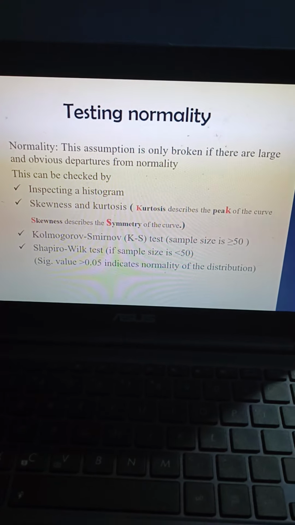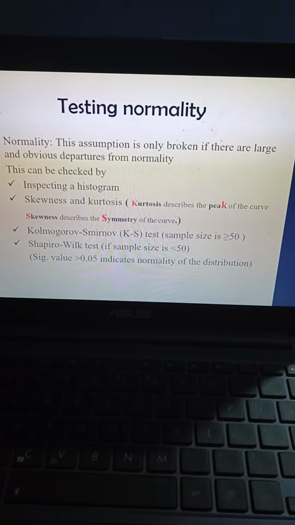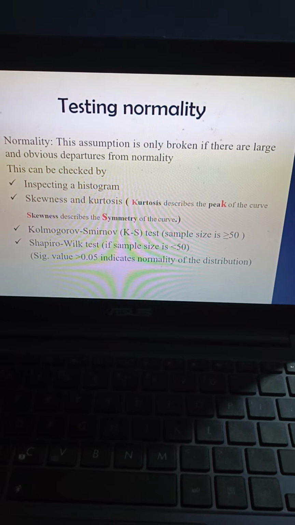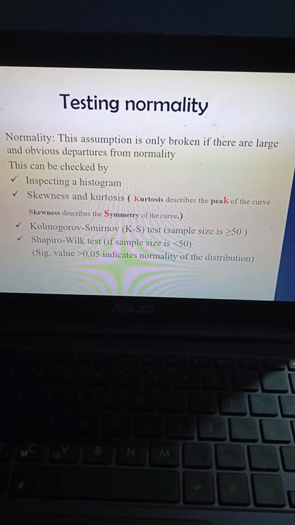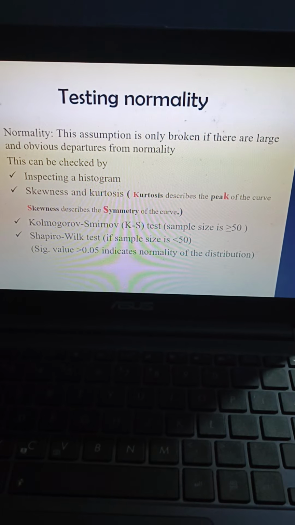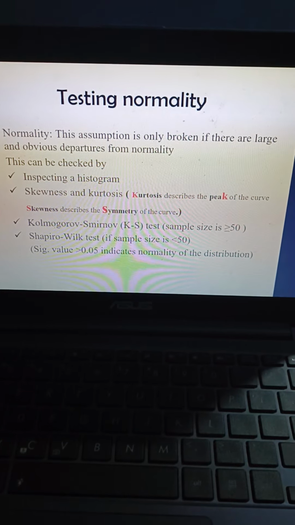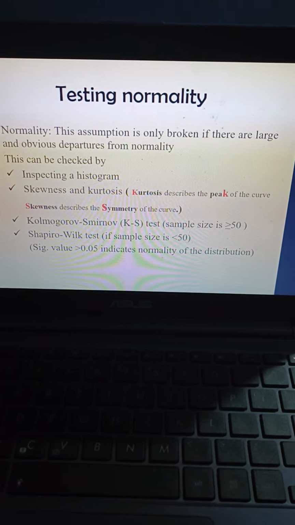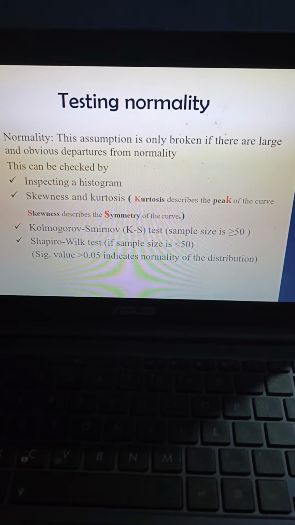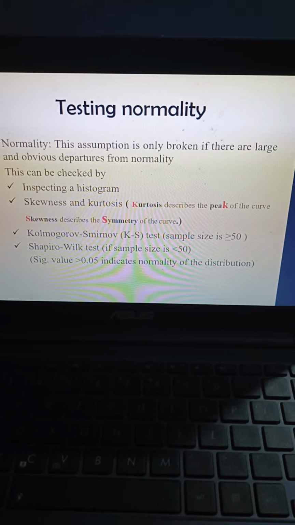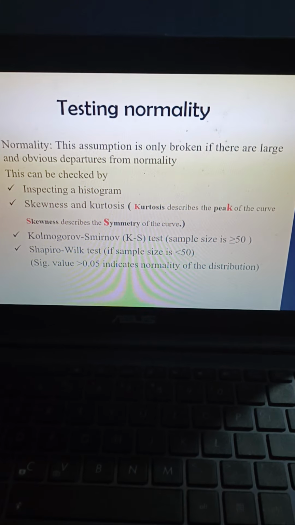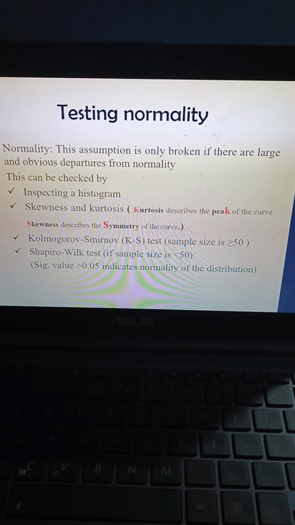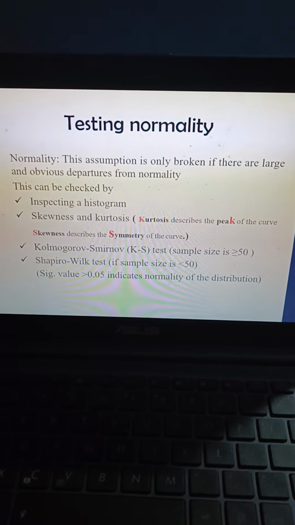Then testing normality. This assumption is only broken if there are large and obvious departures from normality. This can be checked by inspecting a histogram, skewness, and kurtosis. Kurtosis describes the peak of the curve, and skewness describes the symmetry of the curve. The Kolmogorov-Smirnov (KS) test is used if sample size is 50 or more. The Shapiro-Wilk test is used if sample size is less than 50. A significance value more than 0.05 indicates normality of the distribution.